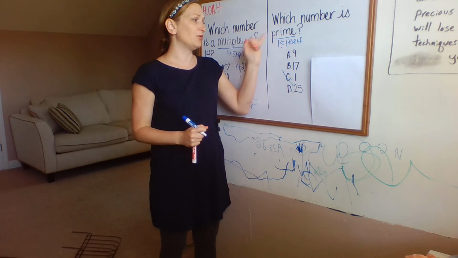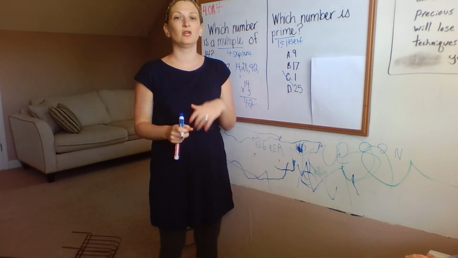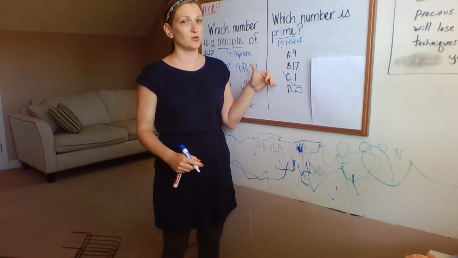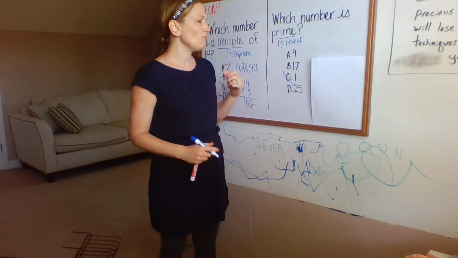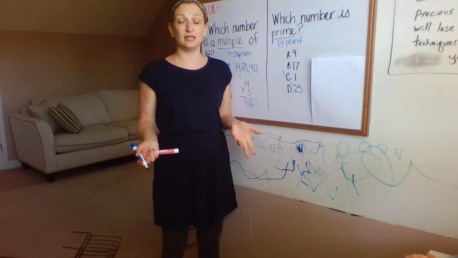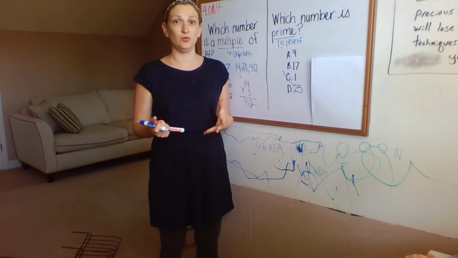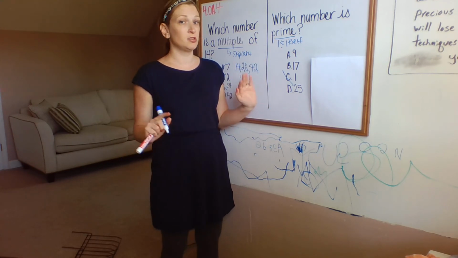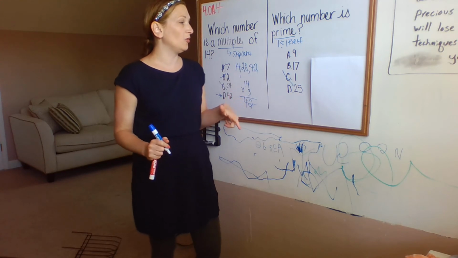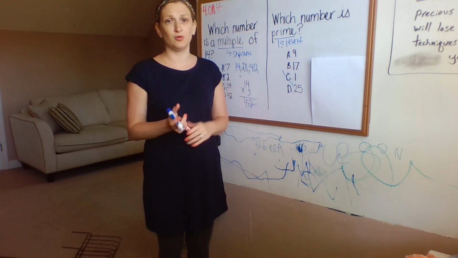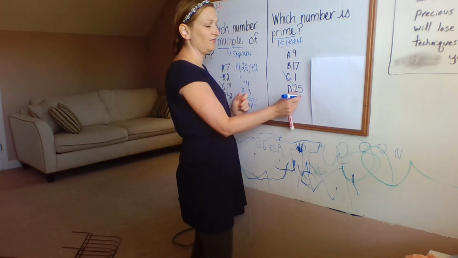Oftentimes students will see prime and they see 1 and they get excited and they circle it. If you think about the definition, then that helps eliminate that answer choice. So then we look through. If we know it's 1 and itself, then we can eliminate anything that's even because 2 is the only even prime number. When I'm looking through, no even numbers. Okay. So now the next thing I'm going to do is think about any other math rules that I know. Well, I see the 5.